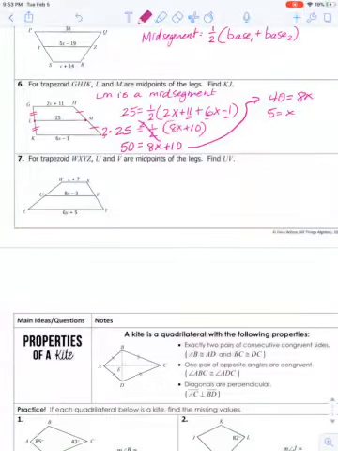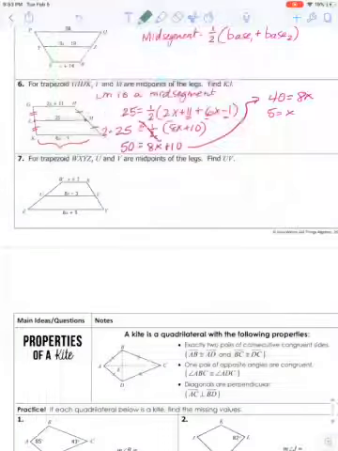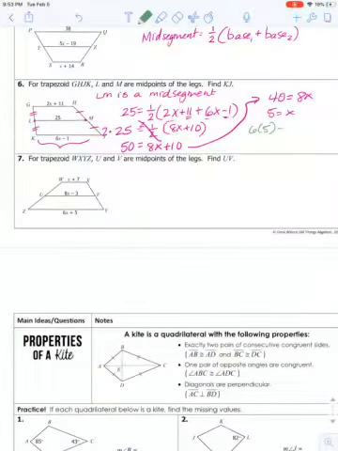Oh, we're not done. KJ is going to be 6x minus 1. So we just plug in 6 times 5 minus 1. So 30 minus 1 is 29.